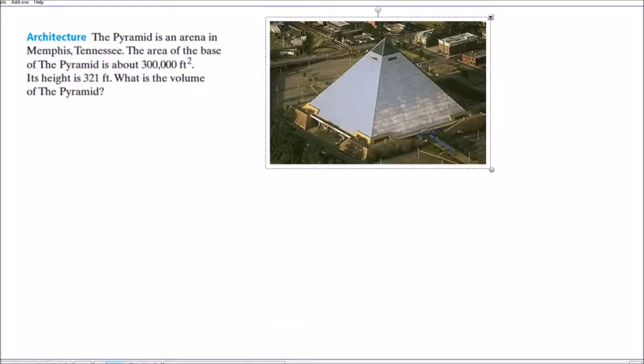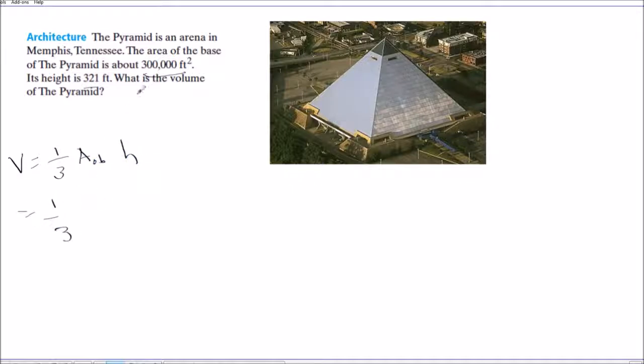Okay, here's our first example. Okay, this is an arena that's in Memphis, Tennessee. It's called the Pyramid because it's a pyramid. We know that the area of the base is 300,000 and the height is 321. So we said a minute ago the volume of a pyramid is 1/3 the area of the base times the height. So let's fill that in.